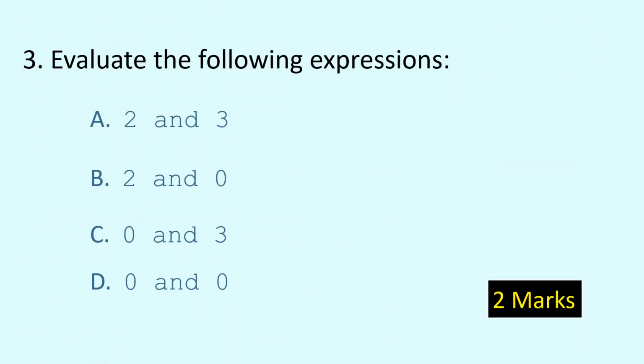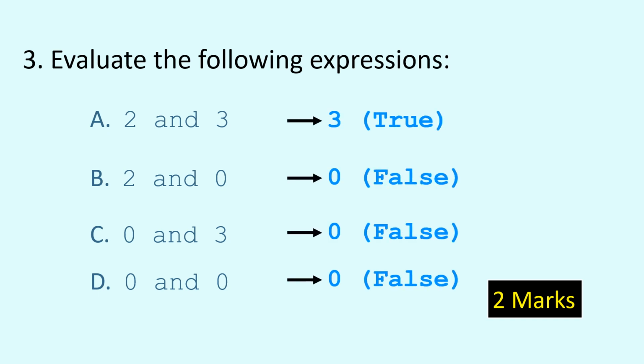Question number 3. Now you have to evaluate these expressions as true or false. And the values are, first expression is 3, that is true. And all the other expressions B, C and D evaluate to 0, that is false.